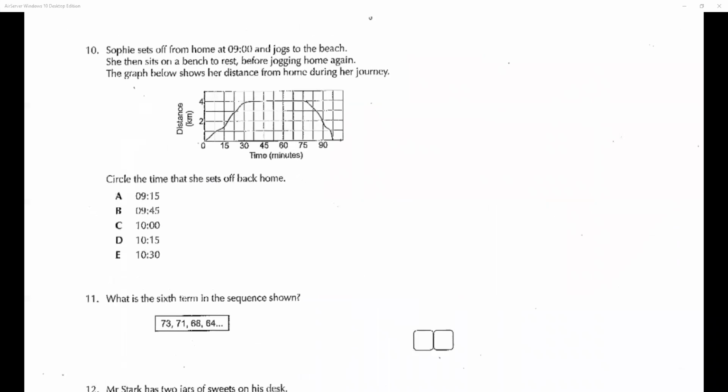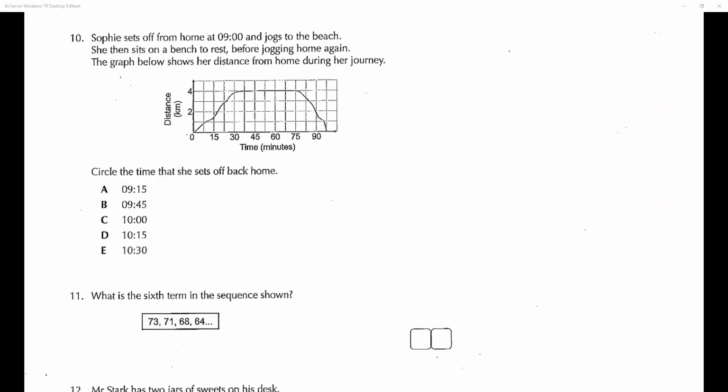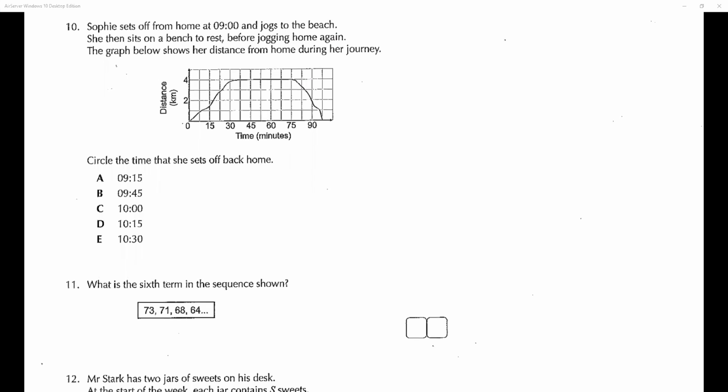Okay, question number 10. Let's have Umaiza, please go. Thank you for that, Mr. Hamza. Question number 10. Sophie sets off from home at 9 o'clock and jogs to the beach, then sits on a bench to rest before going home again. The graph below shows her distance from home during her journey. Circle the time that she sets off back home.